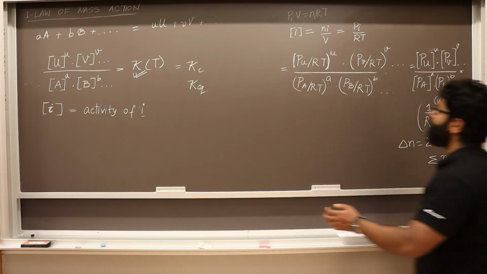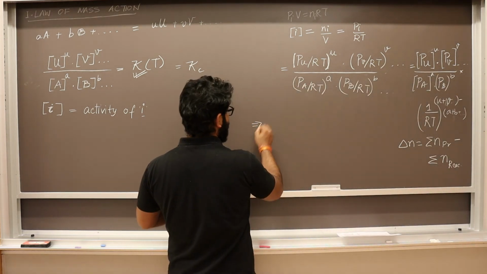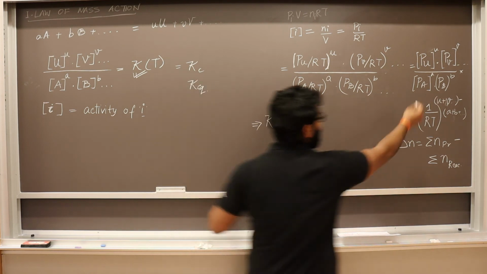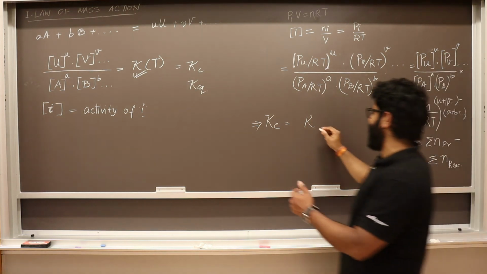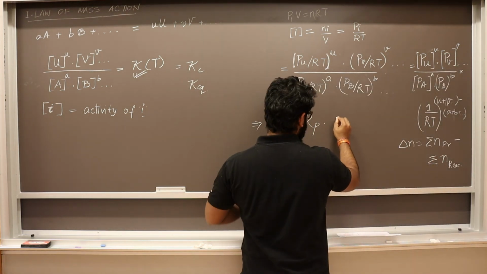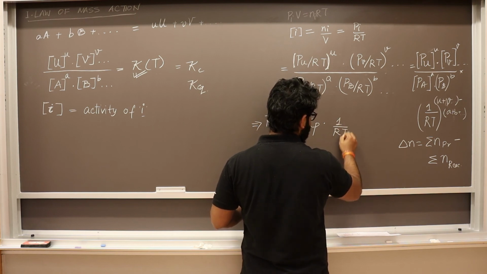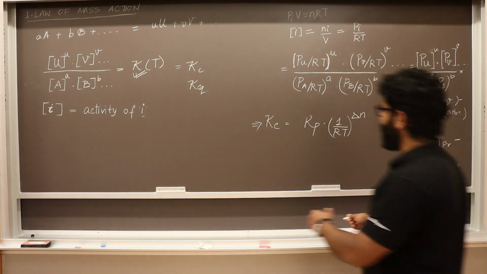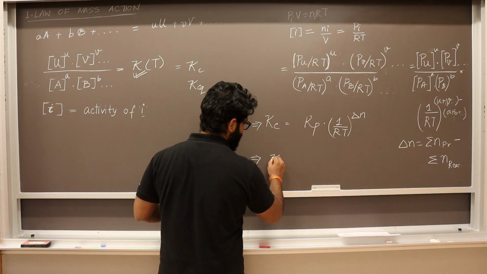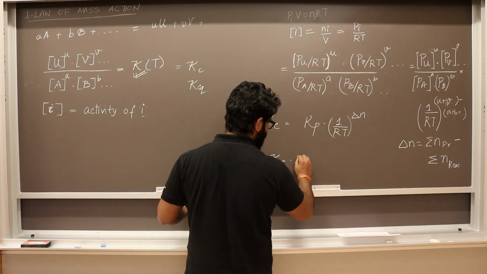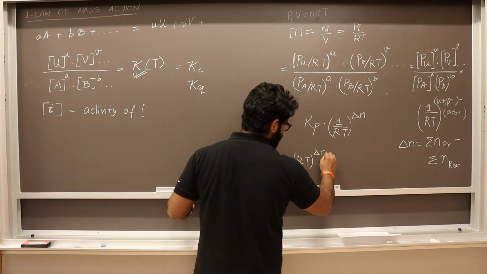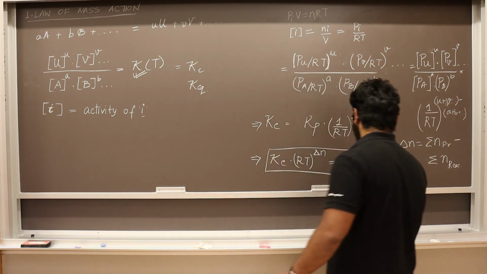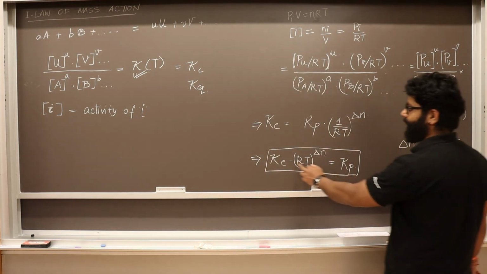So this was Kc, this was K. Now this whole term is written in terms of pressure, so I write it Kp, and then I have 1 over RT to the power of delta N, right? If you rearrange this, Kc times RT to the power delta N becomes Kp. This is an important equation that connects the Kp and the Kc of any reaction.